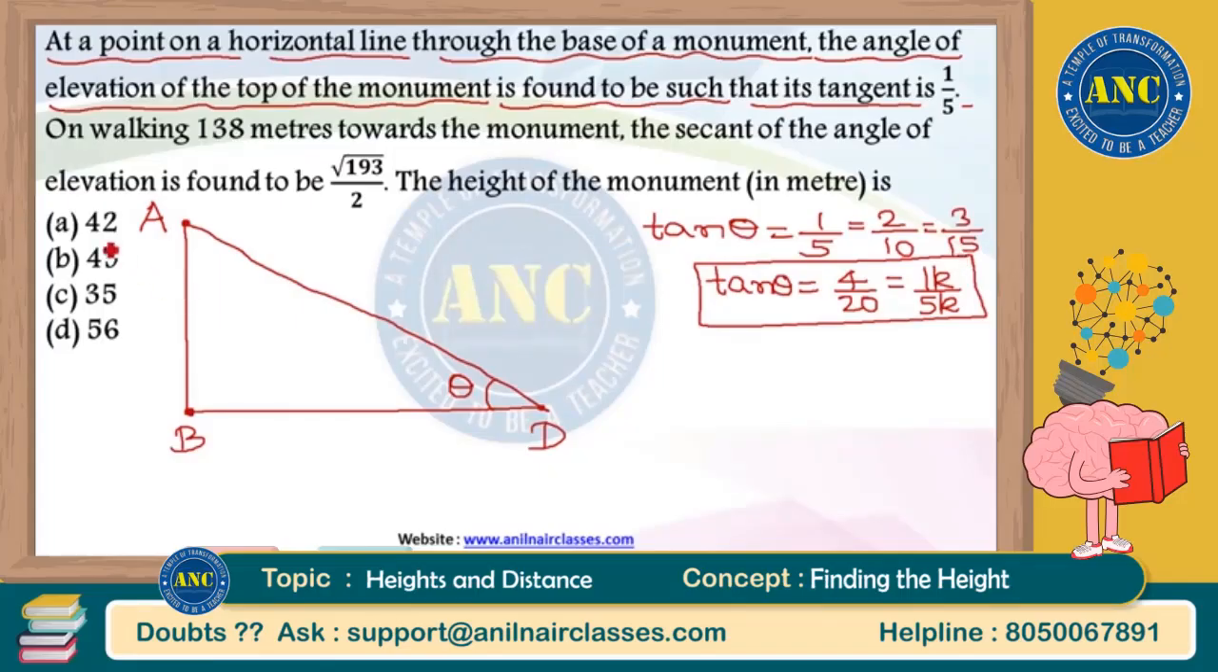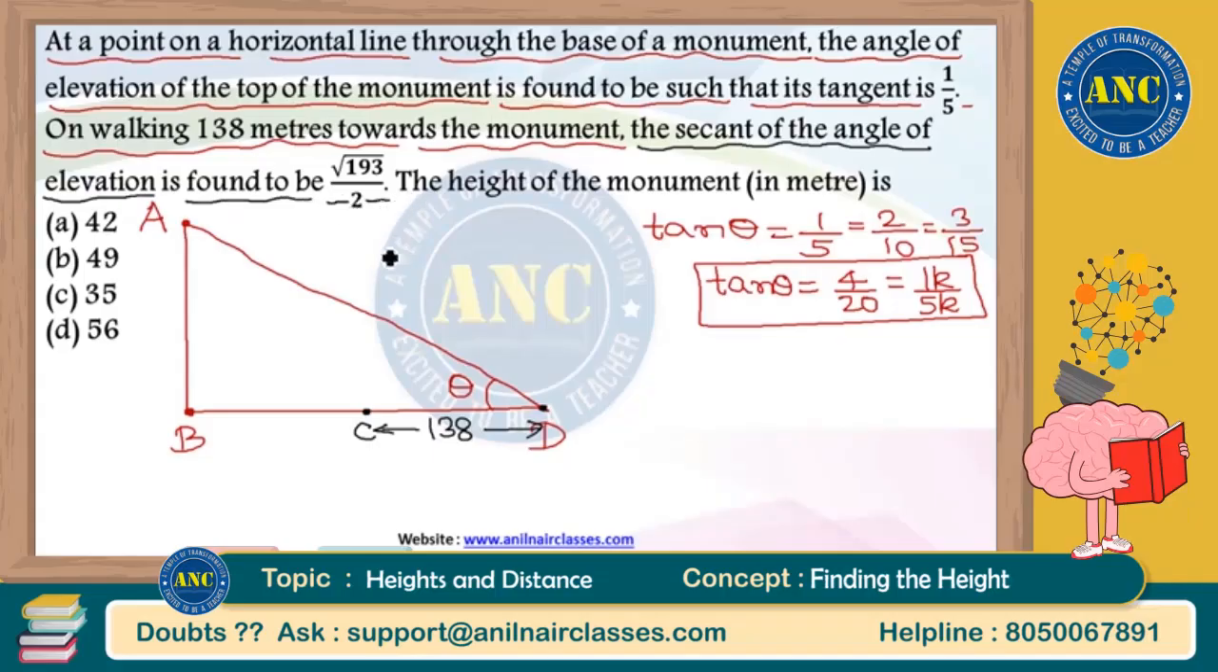Next, continue further, sir. On walking 138 meters towards the monument, that means I am walking from this point, I will meet a point called C. This is given in the question as 138 meters. The secant of the angle of elevation is found to be root 193 by 2. I will call this angle of elevation alpha.